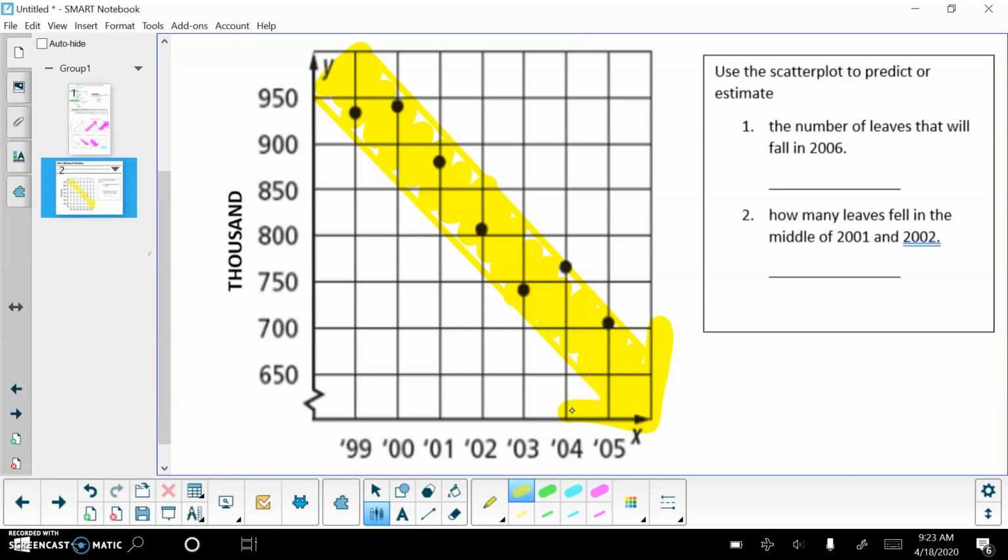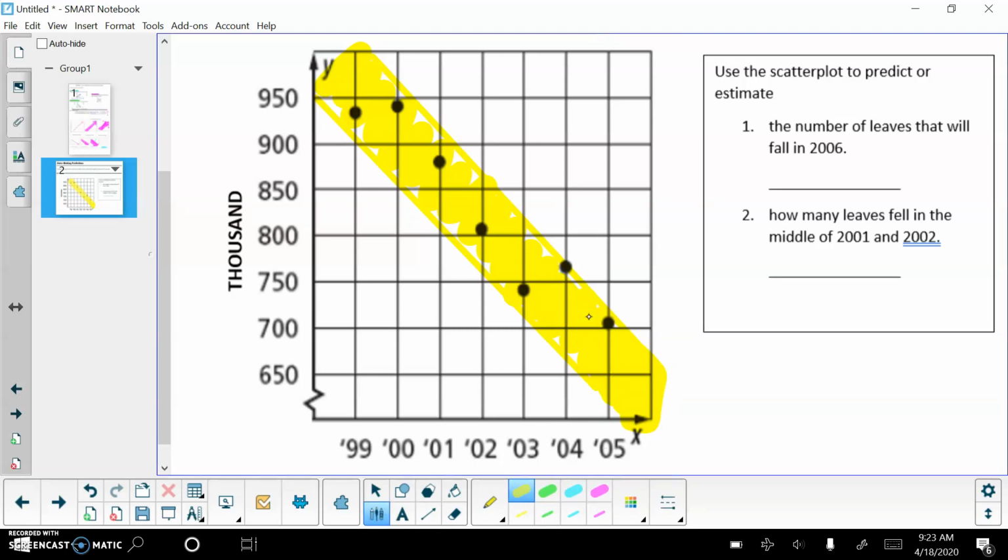I'm going to come over here to the question where it says use the scatter plot to predict or estimate the number of leaves that will fall in 2006. So I'm going to come back over here and look at this, and I'm going to erase the part that's not right in my band. We know it goes down, but I'm just going to tighten it up a little bit. There we go. So it's going down.